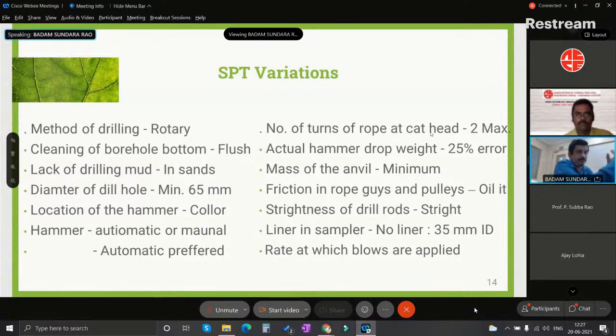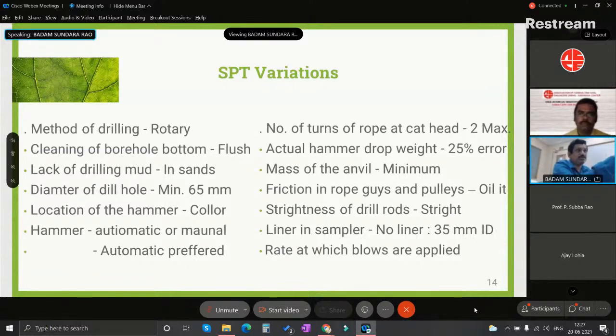The entering of the fines into the outside of the liner gives some sort of error in the N value that is reported, and the rate at which the blows are applied is important. For Indian conditions using manual methods, this is generally one of the important factors we have to consider. The fall rate will generally be one blow in up to 2 seconds, that is the rate of fall of the falling weight.